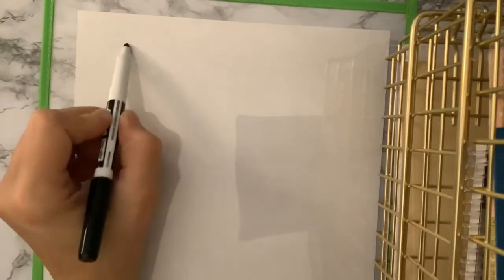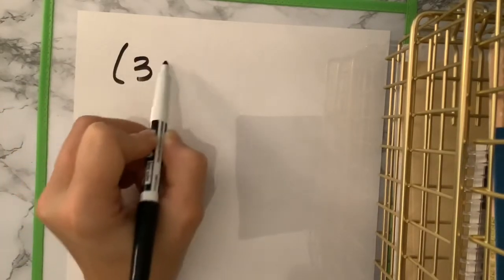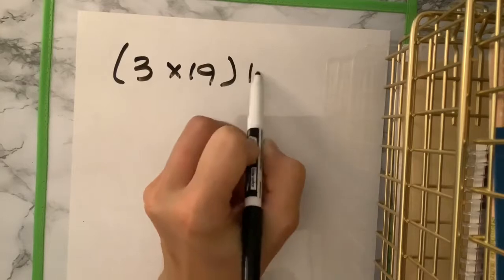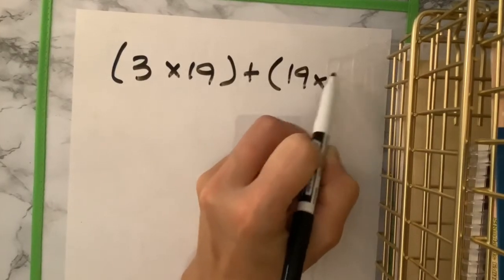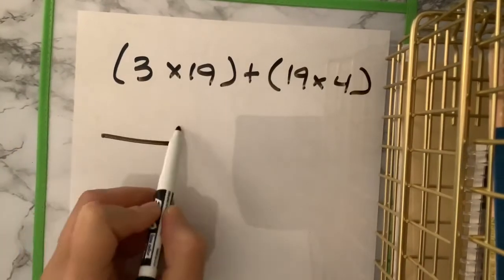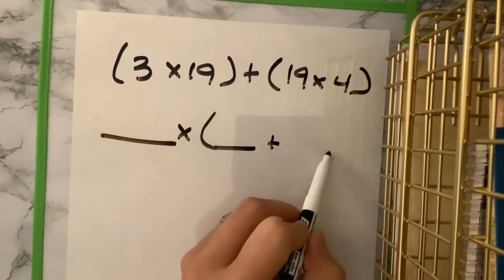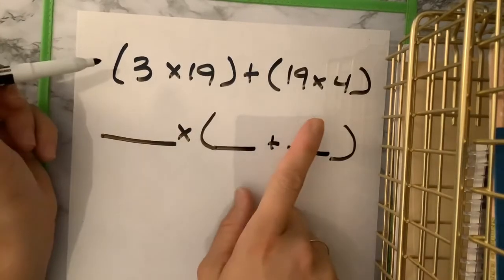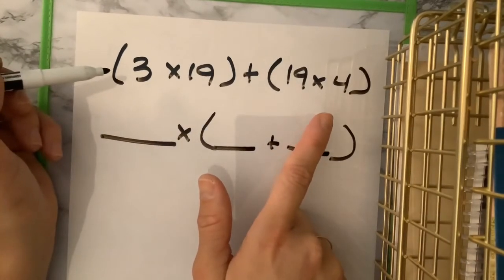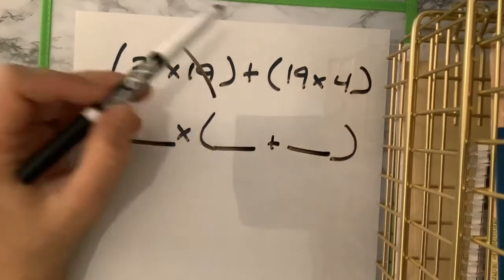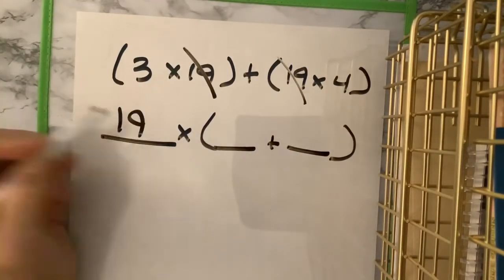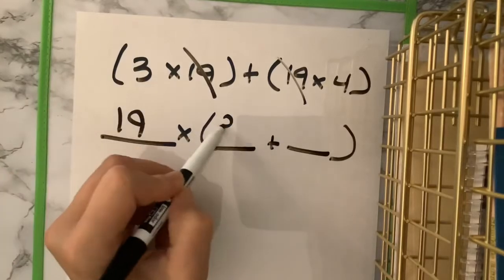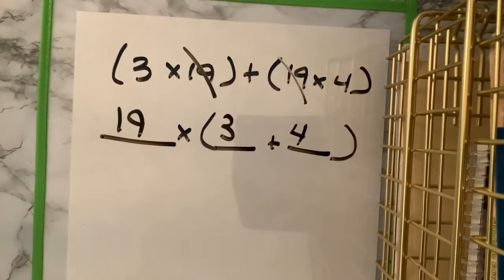Let's try another one where I try to trick you a little bit. Our answer format stays the same. So again, looking here, what number do we see 2 of? We see 2 19s, so that's what gets pulled out, and then we fill in order.